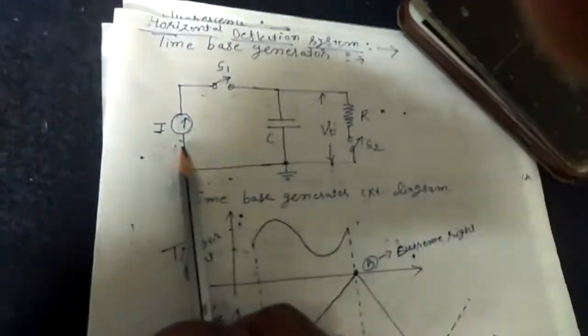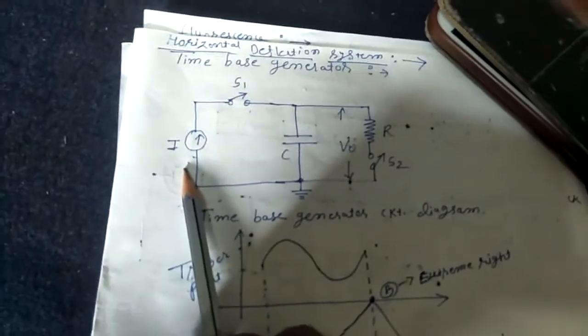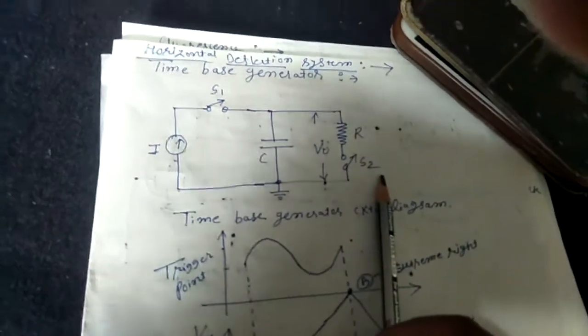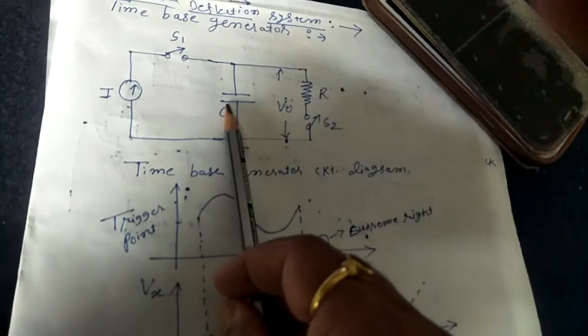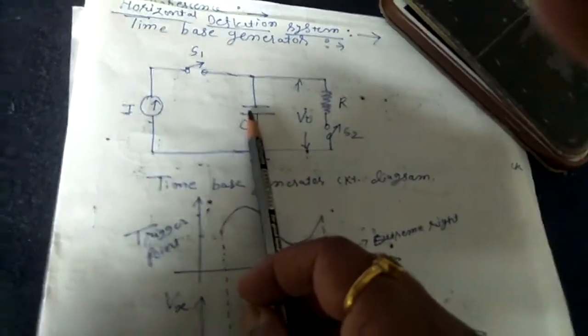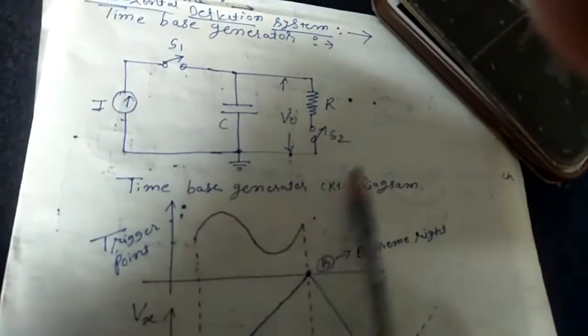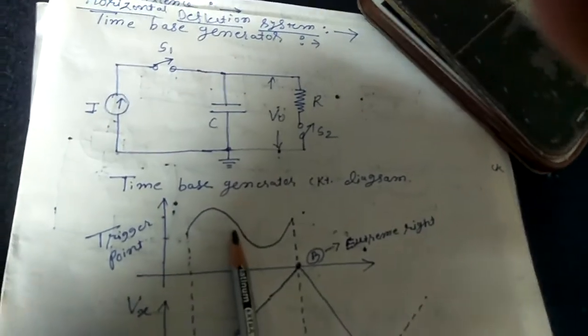So we are applying current I here. When S1 is closed, at that time S2 is open, and your capacitor will get charged. And when S1 is open and S2 is closed, your capacitor will get discharged. So this is the circuit diagram of the time base generator.